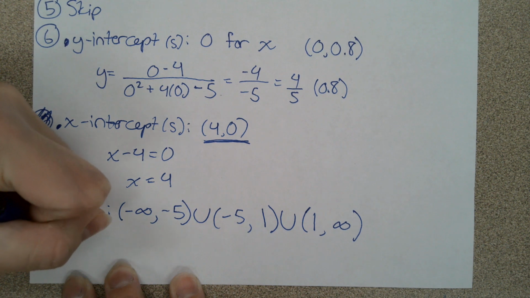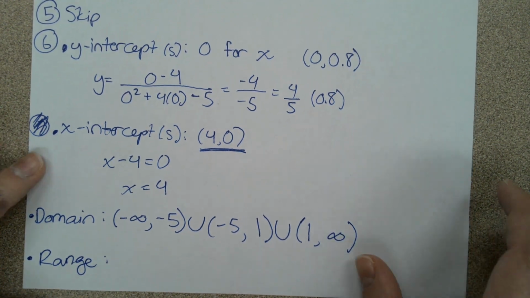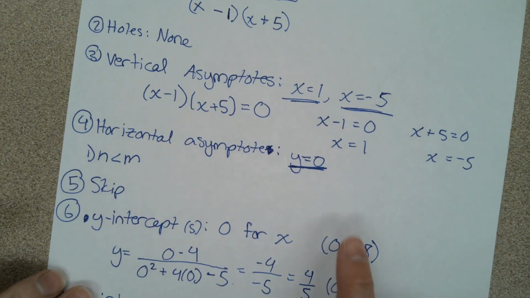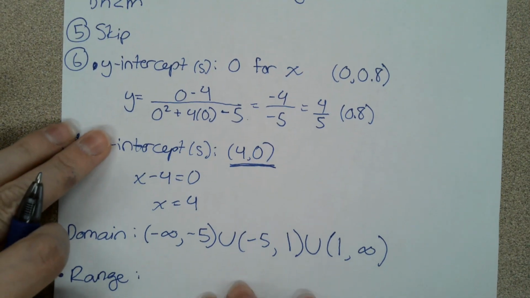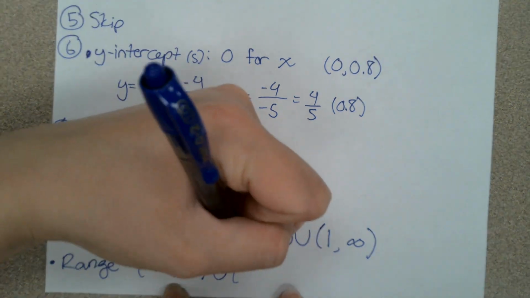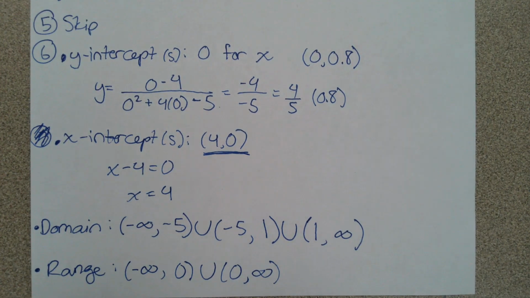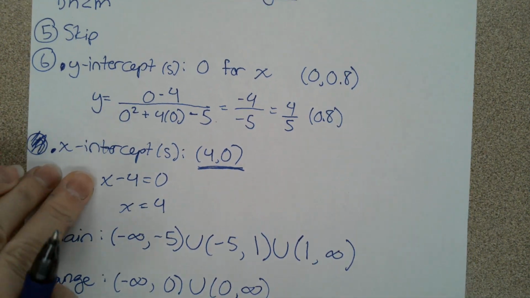Last but not least, we have our range. All real numbers except for our horizontal asymptote, which is at 0. So all real numbers except 0. Negative infinity to 0, union, 0 to infinity. And now we graph. Again, rough sketch here. Does not have to be perfect by any means.